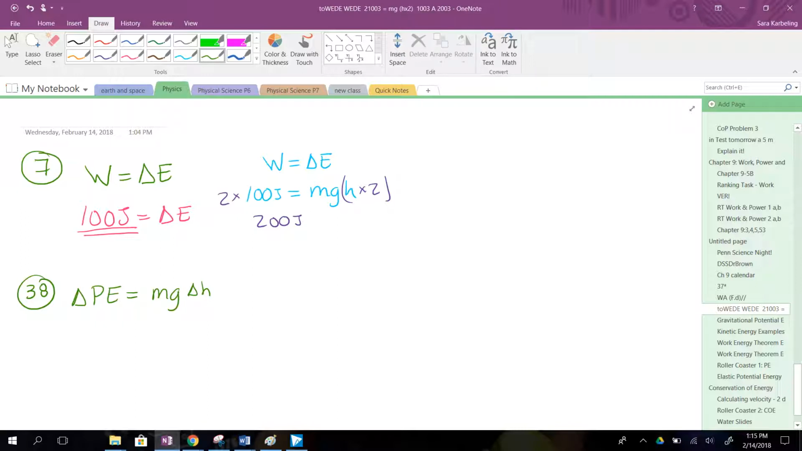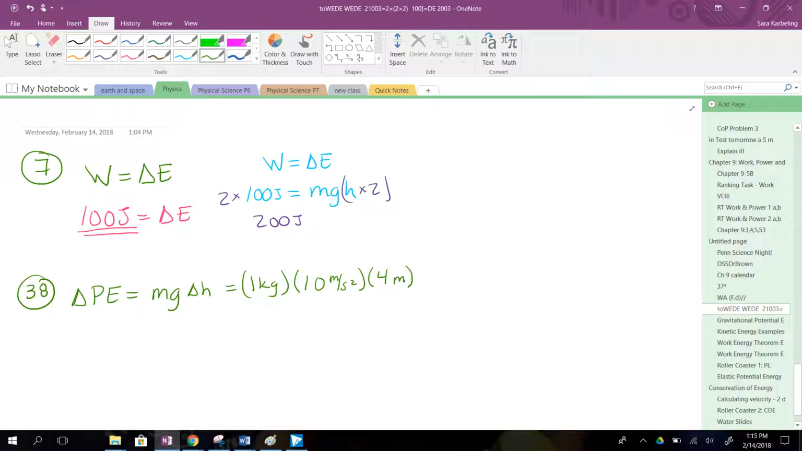Or we can ask about the work. It's the same problem either way, you guys. The mass of the book is 1 kilogram. This problem says to use g as 10. That kind of makes my heart sink a little bit, but you can use 10, I suppose, in this problem. And we're going to lift it up 4 meters.